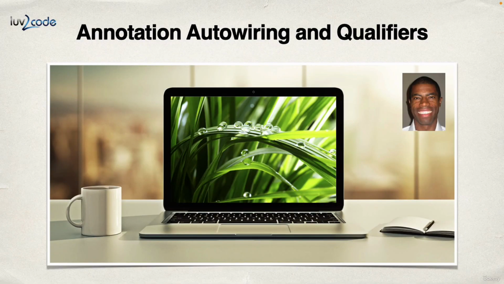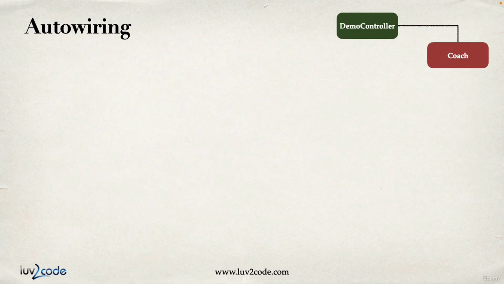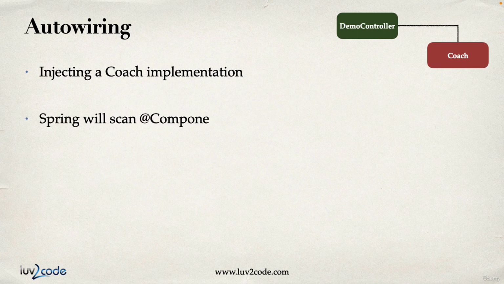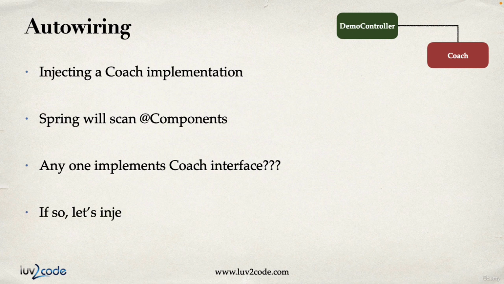In this video, we'll cover annotation auto wiring and qualifiers. For auto wiring, we're injecting a coach implementation, so Spring will scan for components, check to see if anyone implements a given coach interface. If so, let's inject them. But if we have multiple implementations, which one? Like, what algorithm will Spring use to determine which coach that it should implement?